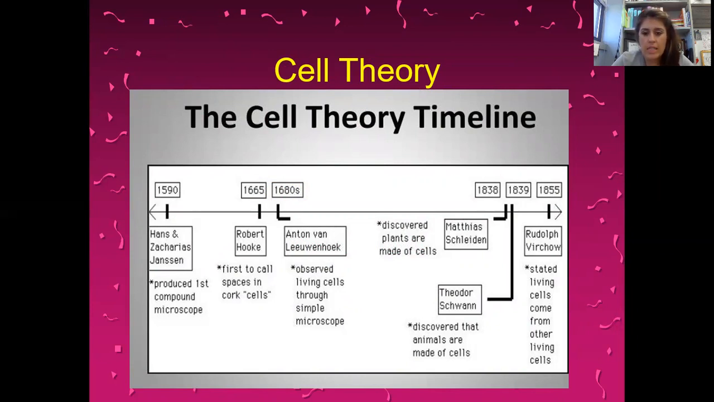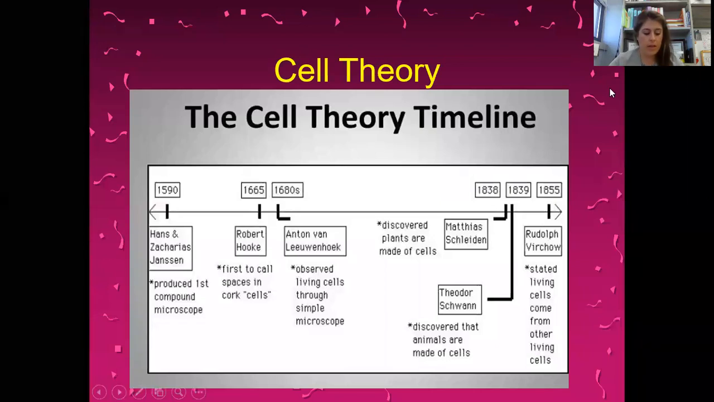From there, in 1838, Matthias Schleiden discovered that plants are made of cells. And then 1 year later, Theodor Schwann, remember Schwann sounds like swan, helped to discover that animals are made of cells. So at that point, we have two components of our cell theory. We have that cells are the basic unit of life and that plants and animals, so all living things, are made of cells. And then finally in 1855, Rudolf Virchow was able to discover that all cells come from pre-existing cells.